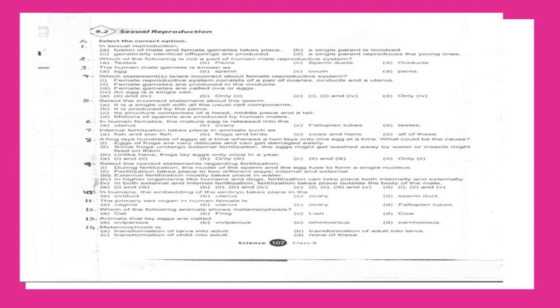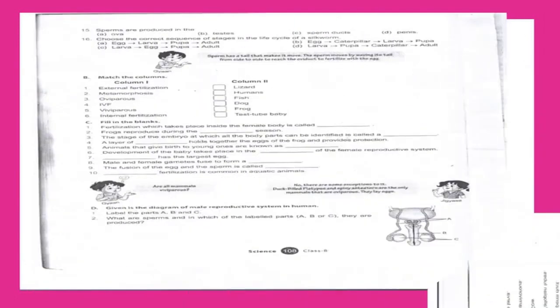Then animals that lay eggs are called oviparous. Metamorphosis is transformation of larva into adult. A option, transformation of larva into adult. I hope you are following. If you go through this patiently and slowly, you will understand clearly. Right? The next one, sperms are produced in the testes.